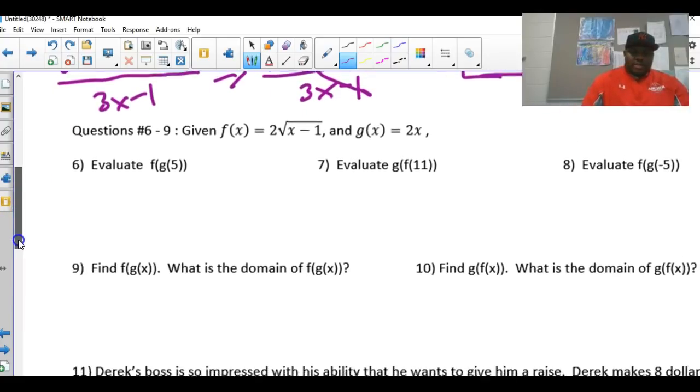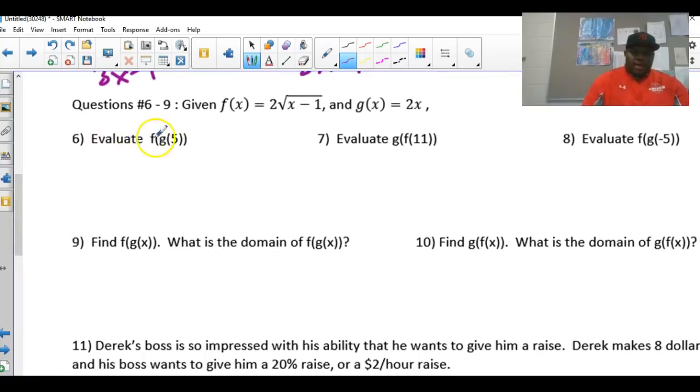All right, number 6. Evaluate f of g of 5. Again, there are a couple different ways you can do this. I'm going to work these out a couple different ways so you can apply them however you've been instructed. The first one we're going to do is the internal function, g of 5. This is g of x, but it says x is 5 right here. 5 is in the parentheses, so I'm going to evaluate x for 5.